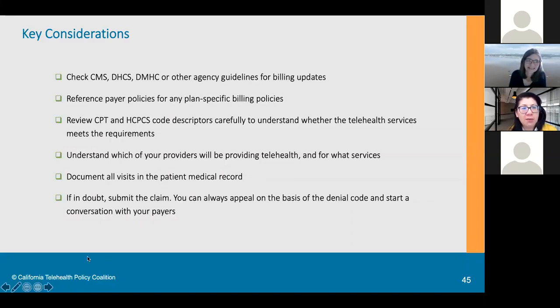We do suggest that folks also check with CMS, DHCS, CMHC, or other agency guidelines, especially from another state. Check with your department that handles Medicaid. They are issuing a lot of guidances. Policies are changing fairly rapidly, though we've kind of hit a more steady time period right now. But there have been rapid policy changes, so it's always good to double check with the agency in charge. As Carol was talking about, you've got to reference payer policies, private payer policies, because they may have their own specific rules and requirements in how they treat telehealth.